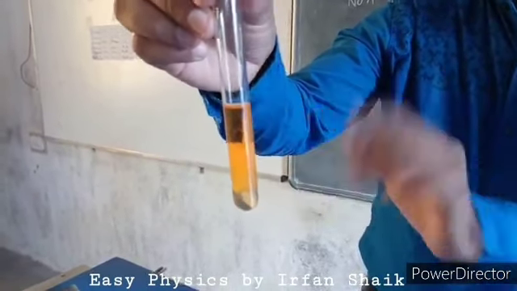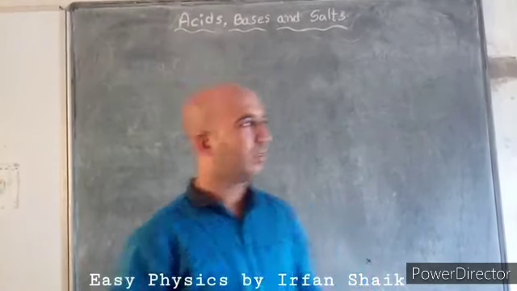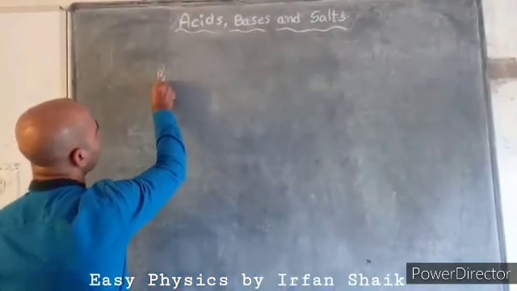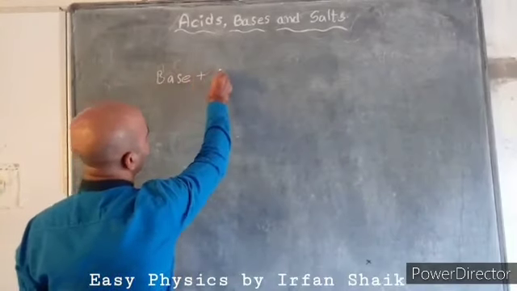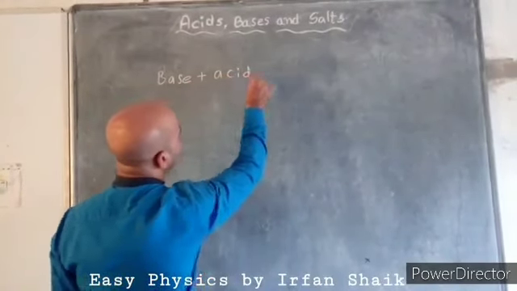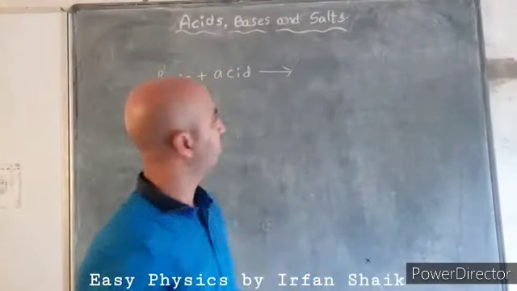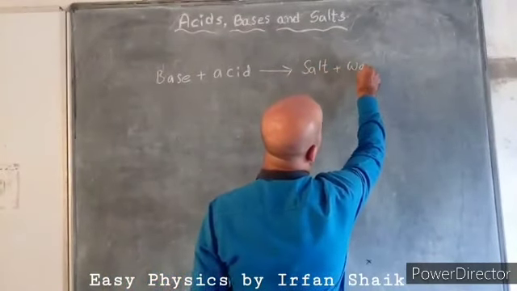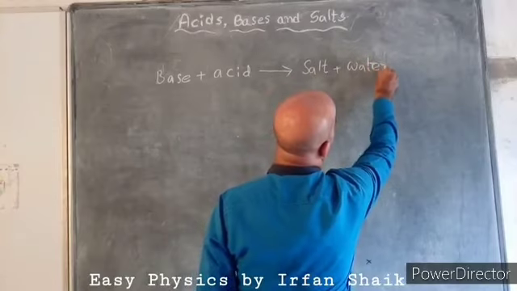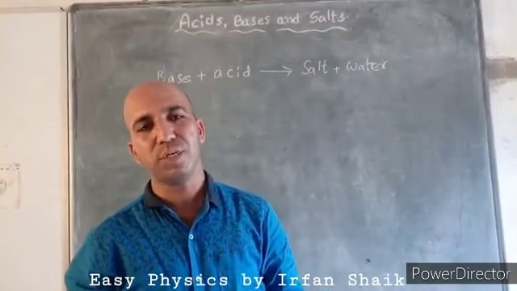Let us try to write the chemical equation between an acid and a base. When a base is added to an acid, what will form? A salt and water. So this is the skeleton equation of the neutralization reaction.